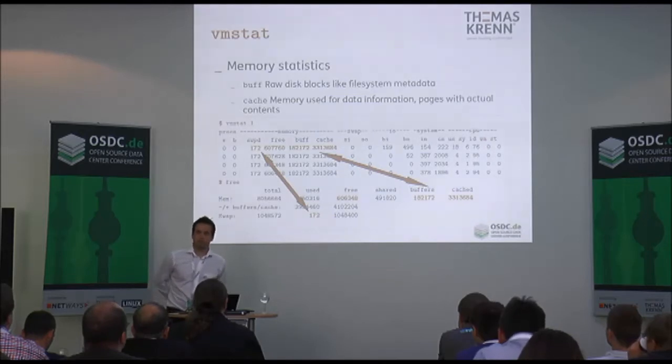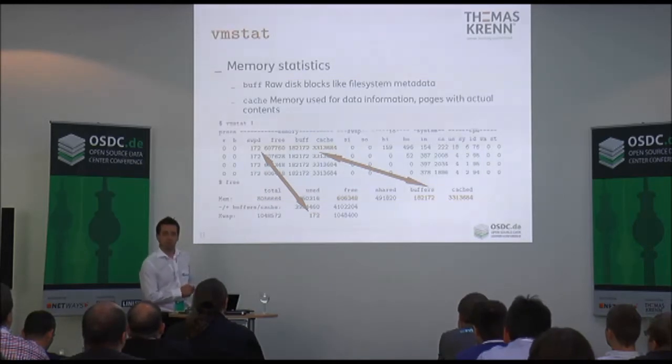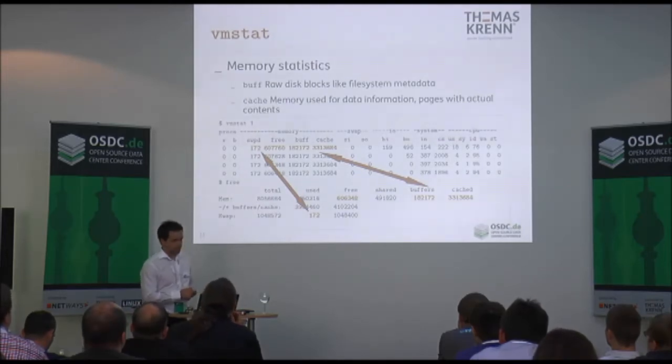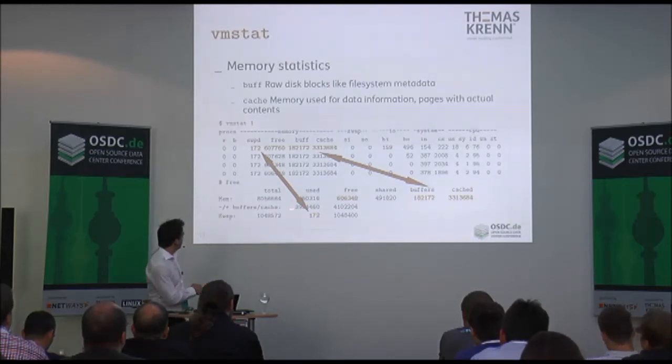The memory statistics correlate with the output from the well-known free program. Everyone has called free sometimes on this system to see how much memory is free and how much is available. The first time you think, okay, that's not very much memory free on my system, but you have to consider that a lot of memory is buffered and cached. Buffers are raw disk blocks, like file system metadata used by the kernel, and the cache is memory used for real data, so pages with actual user contents in them. If you subtract that, then we have nearly 4 gigabytes of free RAM, but a lot of memory is used for caching actual user data, so that's good to know.